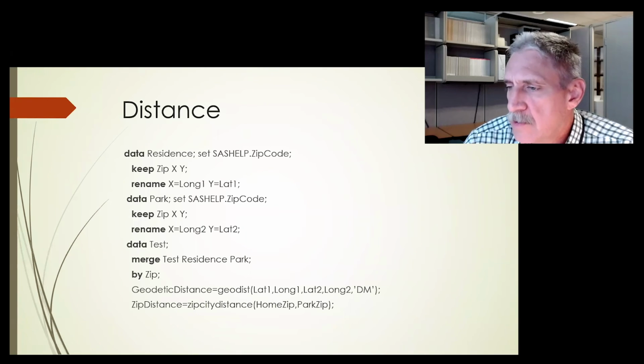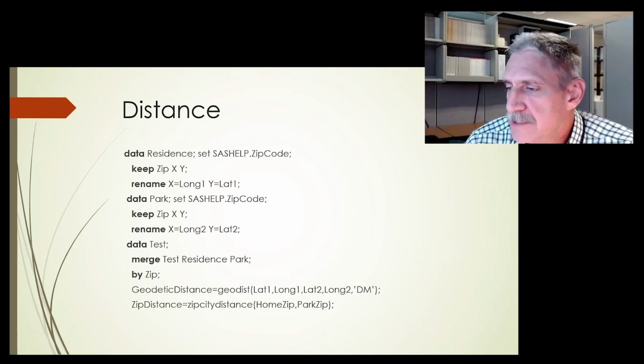And then using that, I can find the geodetic distance, which is a very accurate distance along the surface of the Earth from 2 points of latitude and longitude. Now, the DM on the end says that I am entering it in degrees and that I want miles. You can also use radians and get it out in kilometers. Zipcitydistance, if you don't have the lat long, you just have the zips, it will actually do the lookup for you.